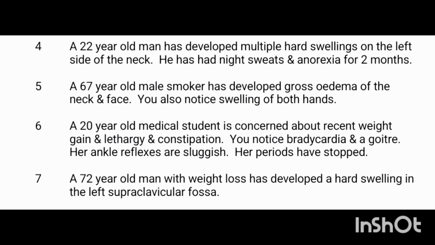Edema in your head, neck, and hands. And then the next question says, a 20-year-old medical student is concerned about recent weight gain, lethargy and constipation. You notice bradycardia, a goiter, ankle reflexes are sluggish, her periods have stopped. So here we know that with all these signs that we've been given, we are in the presence of hypothyroidism. So our answer here is going to be myxedema.